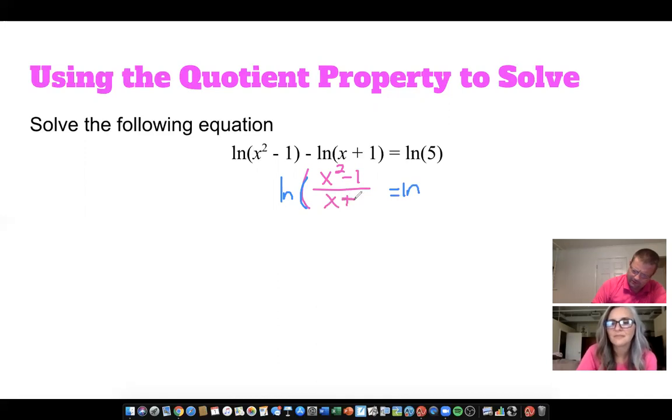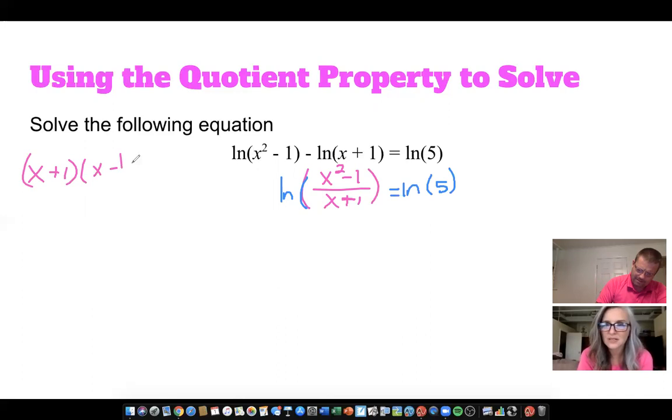So I want to try to reduce that expression. Well, what do I know about x squared minus 1? I'm going to do this over here because I think I'm going to run out of room. X squared minus 1 is going to be x plus 1 over x minus 1, right?